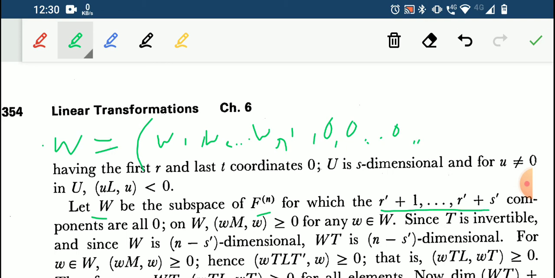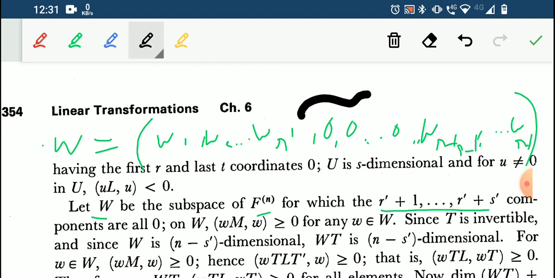Then you'll have t' times some other number, maybe w_{r'+s'+1}, and w_{r'+s'+2}, and so on till w_{r'+s'+t'}. That element is also there. The middle elements, that is r'+1 to r'+s' components, are 0 here.